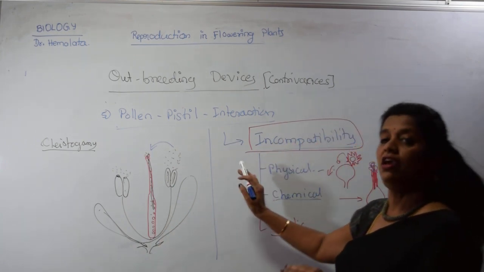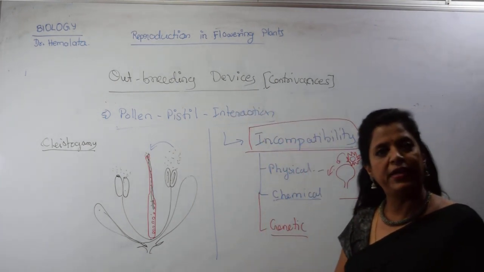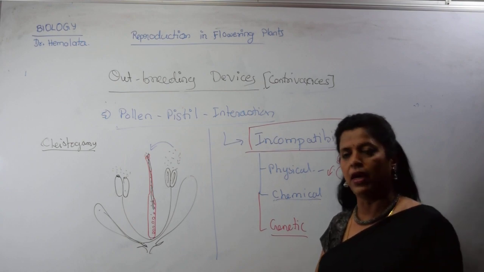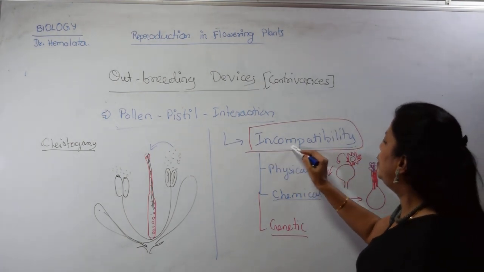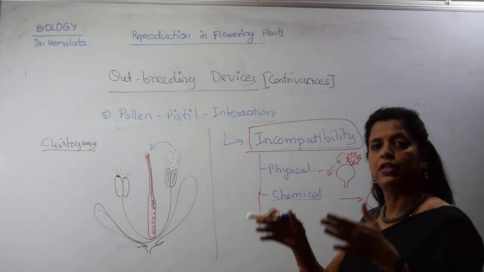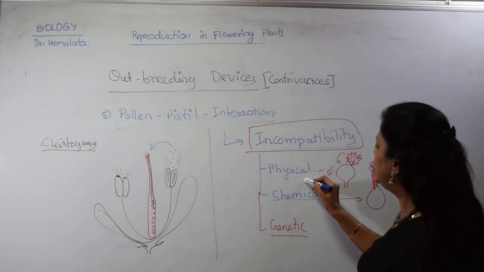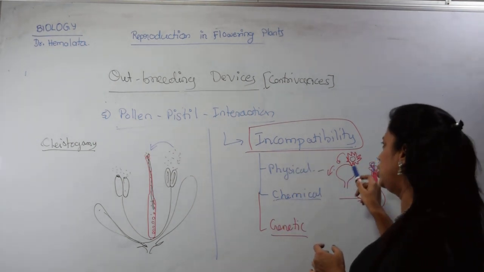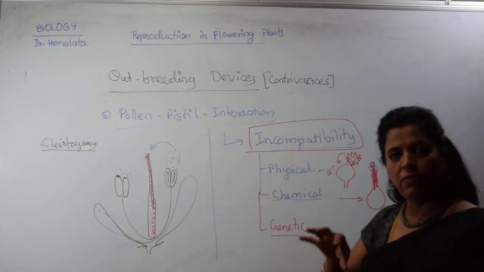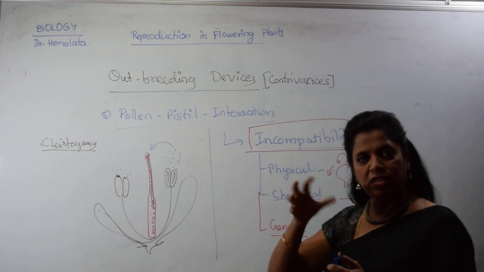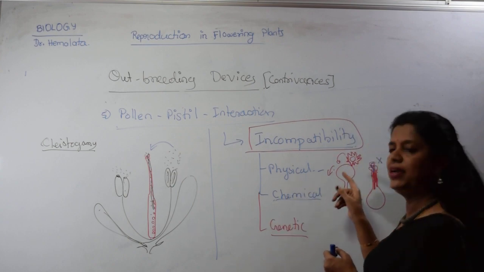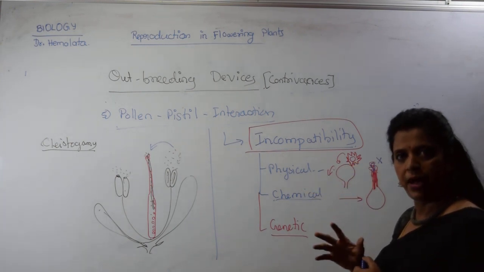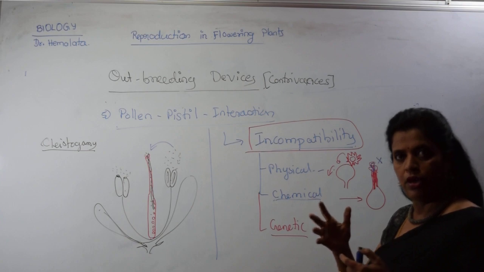But if it is a kind of outbreeding device, and it doesn't want its own pollen grains to fall on its stigma, then what will it do? It will show incompatibility, meaning it doesn't like its own ones. Physically, they will show incompatibility, meaning the stigmatic structure and pollen grains will not match. If the stigma is very smooth in surface, and the pollen grains are highly designed, they will not grow on this particular stigma. It's called physical incompatibility. Structurally they won't help in pollination.